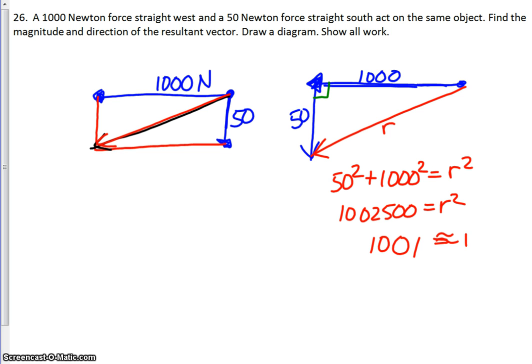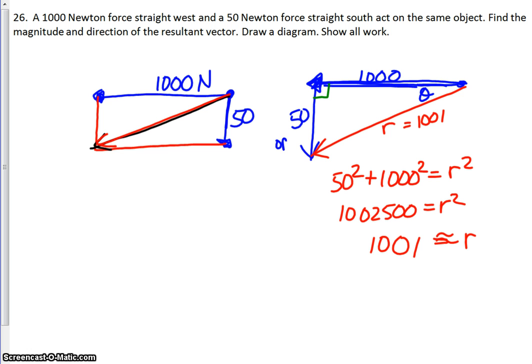We should do that, I suppose, to equal my r. So this is about 1,001. Okay. Now, we have to say, where is it? Well, we want to know where it is compared to a horizontal. This is considered my horizontal, so I'm really looking at what is that angle, all right?